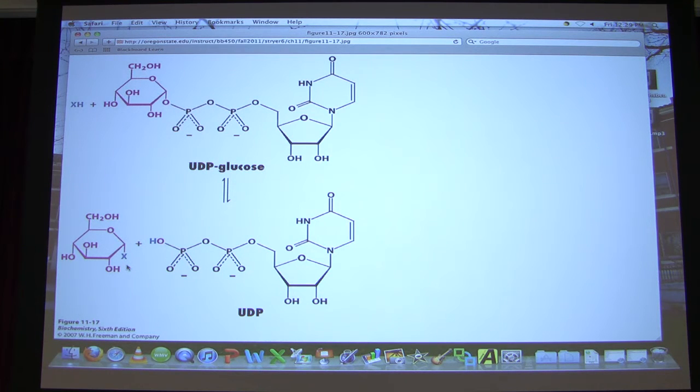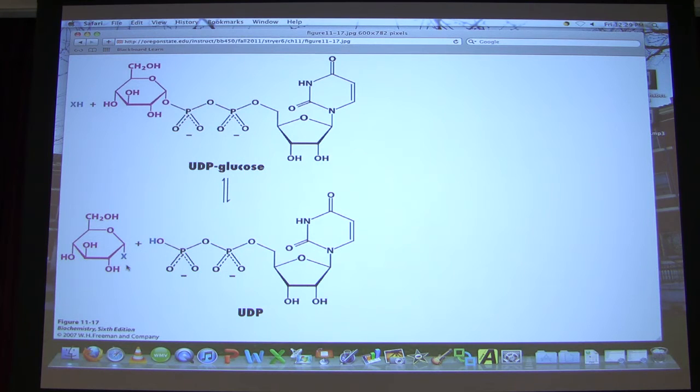I'm going to define that term for you. An activated intermediate is a molecule that has a high energy bond, and it uses the energy of that bond to donate a part of itself to something else.